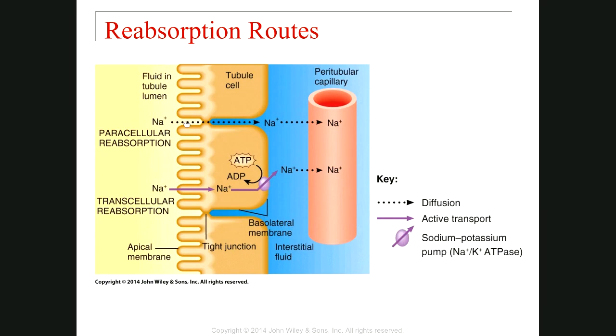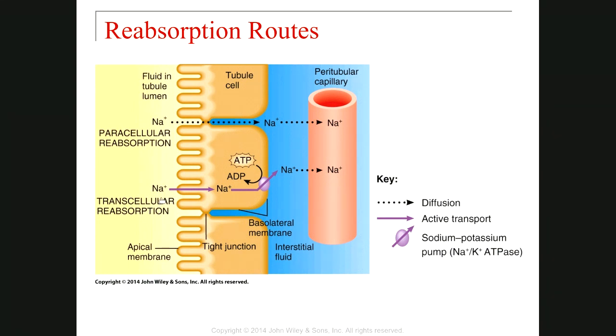Here you can see that sometimes the sodium ion can pass between the cells. You know that between two adjacent cells we have intercellular junctions, but sometimes our intercellular junction becomes leaky and it helps some material to pass. This type of movement is called paracellular reabsorption. The other type of movement is called transcellular reabsorption.